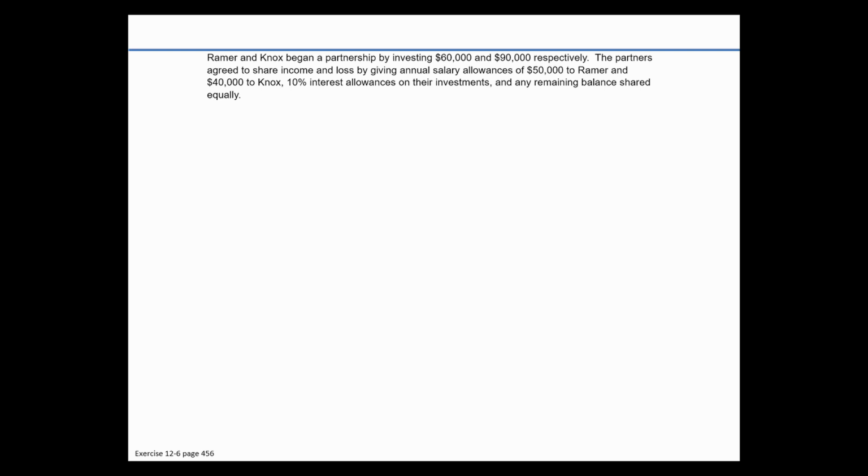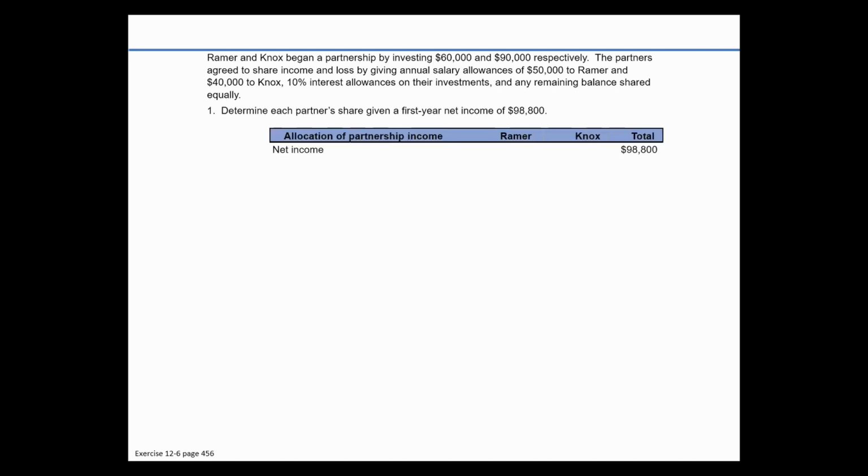The partners agreed to share income and loss by giving an annual salary allowance of $50,000 to Raymer and $40,000 to Knox, 10% interest on their investment, and any remaining balance is shared equally. So the first one, let's say that they had a net income of $98,800. So this is going to be similar to what we did in the last part of 12.5 that we talked about.